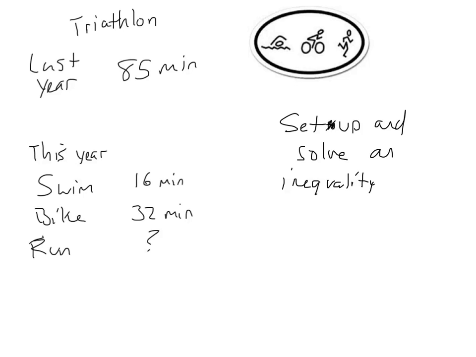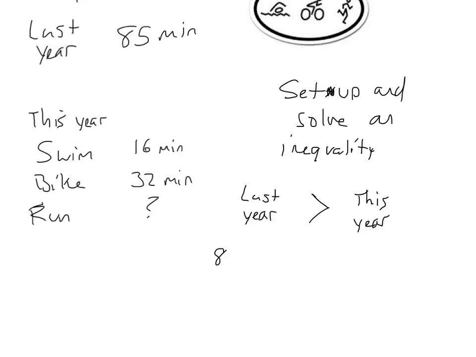And again, whenever we see a total of some sort, I want to write it. So we're doing last year, and I want to set it equal to. However, we're doing an inequality, so we don't use an equal sign, but we use greater than, less than, greater than or equal to, or less than or equal to signs. Now, what do you want to do to last year's time? You want to beat it, which means that this year's time has to be less than last year's. So last year's needs to be greater than this year's time in order for you to beat it. Last year's time was 85 minutes, and that's going to be greater than this year's time.